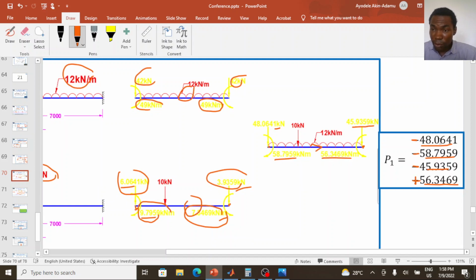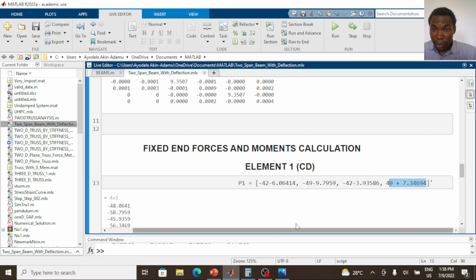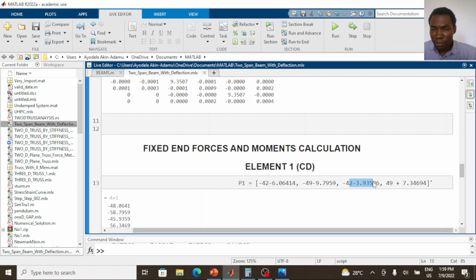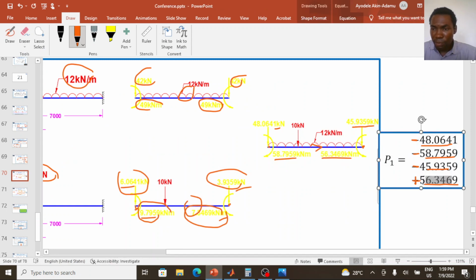The first part is 48.06, which is what we have here. If we do this arithmetic calculation, minus 42 minus 6, we have minus 48.06. Here is minus 49 minus 9.7. You have 58 point something, minus 58 point something, which is what we have here. The third is minus 54 minus 45.93559. We also have it here. If you add these two, you get minus 45.935. You add this one, you get 56. We should have 56 in our PowerPoint presentation.